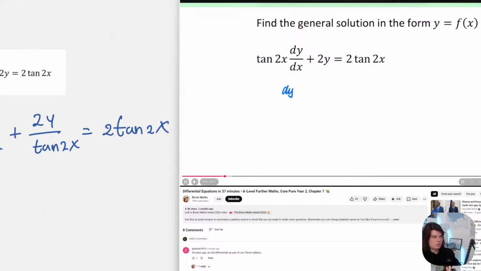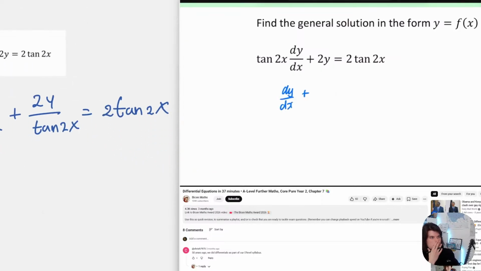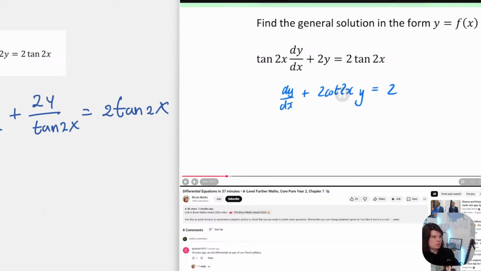going to divide everything by tan 2x. So when I divide by tan 2x, I would have a 2 cot 2x y. So when you divide by tan, you get cot. And when I divide by tan 2x here, I just get 2.